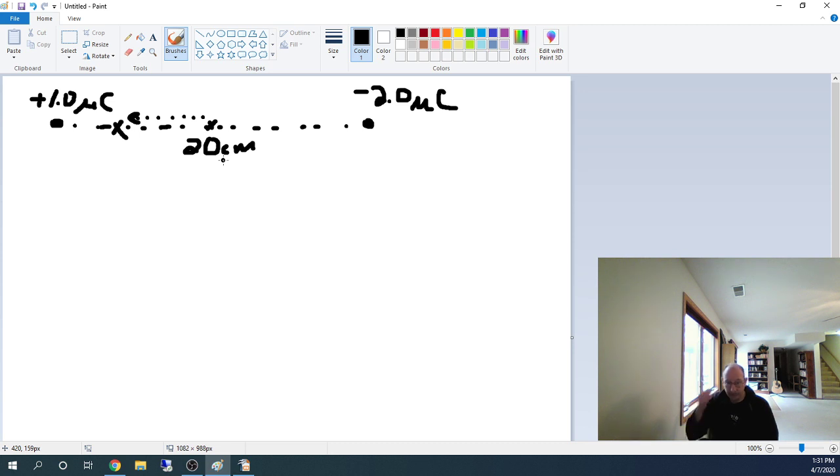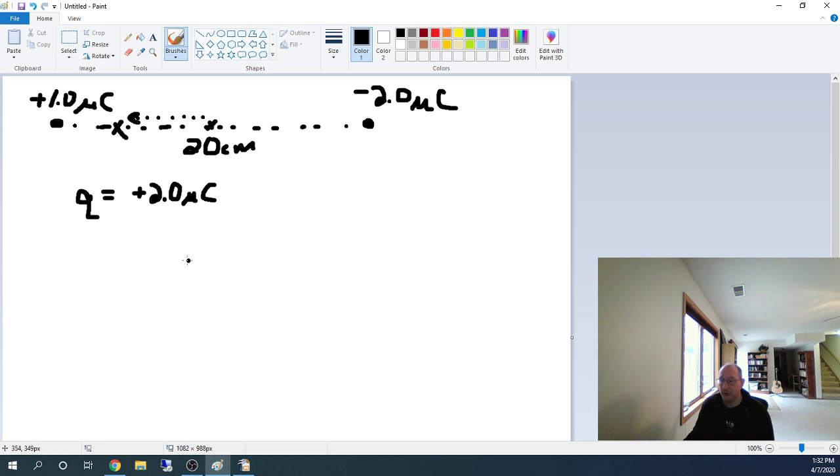Okay, so the question then is, if the charge that's moving, I'm going to call that little q, is a positive 2 microcoulomb charge, and it starts there and it goes to there. Okay. And the question then is, what is the change in this third charge's electrical potential energy during that move? Okay, so this is what we're going to do.